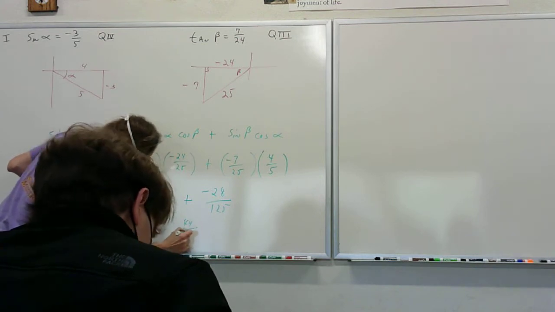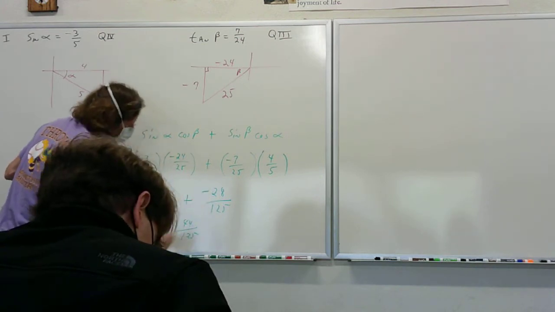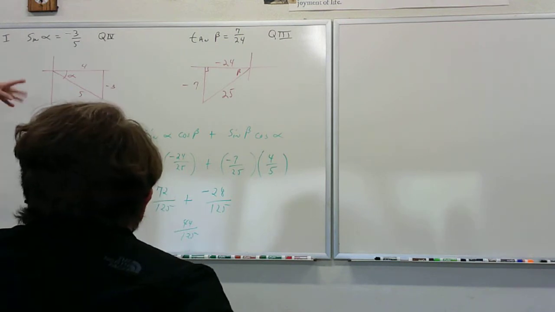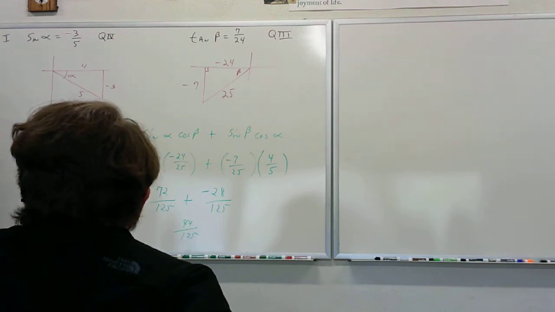44 over 125. Yeah, and there you go. That's what the sine of alpha plus beta would be. If you draw the triangles right and you substitute into the formula right and you got the right formula, it's not hard because they're always going to have a common denominator.